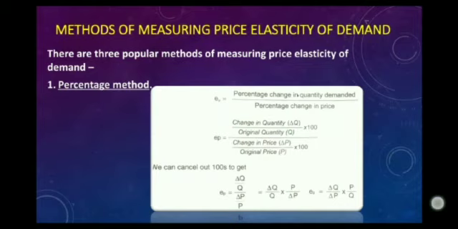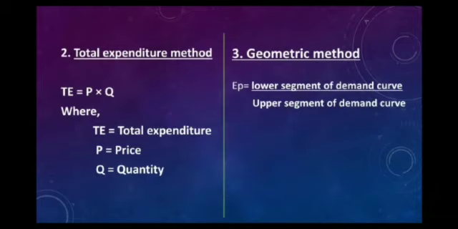Next, point number 2 is total expenditure method. It is defined as the product of price of commodity and number of units purchased of the commodity. In short, TE equals P into Q, where TE is the total expenditure, P is the price, Q is the quantity. Next, geometric method. According to this method, elasticity of demand on any point on a straight line demand curve is measured by dividing the lower segment of the demand curve by the upper segment of the demand curve.